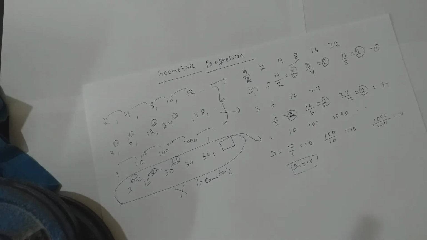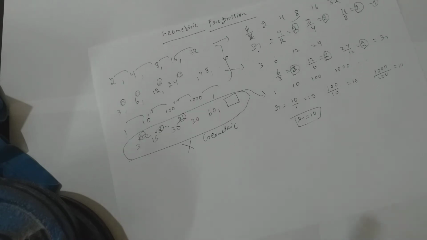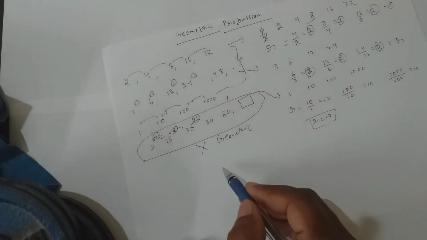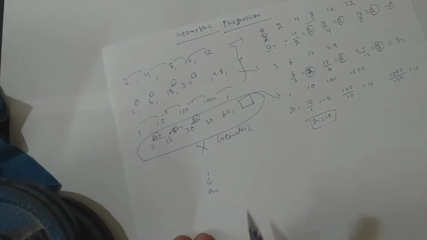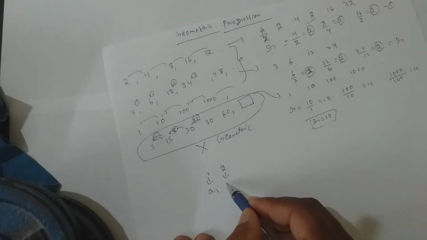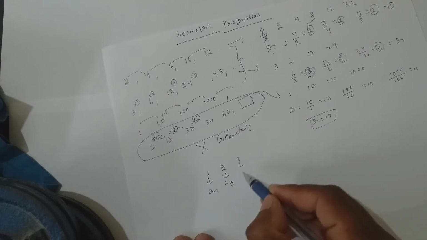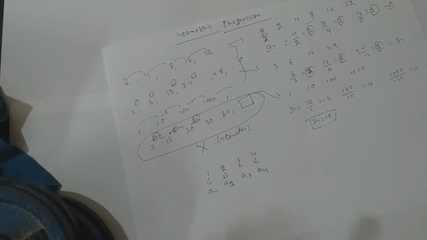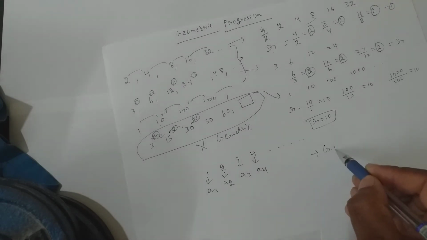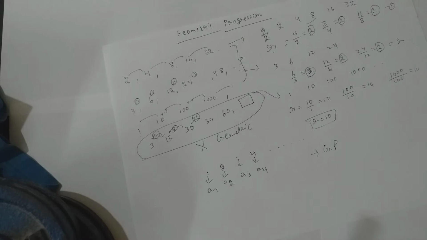Geometric progression means where the ratio should be same. If the ratio is not same, such a progression is not said to be in geometric progression. Now, as I mentioned in arithmetic progression, here also first position value is represented by A1. Second position value is represented by A2. Third position value represented by A3. Fourth position value represented by A4. And so on. For this progression to be in GP, my ratio should be same.